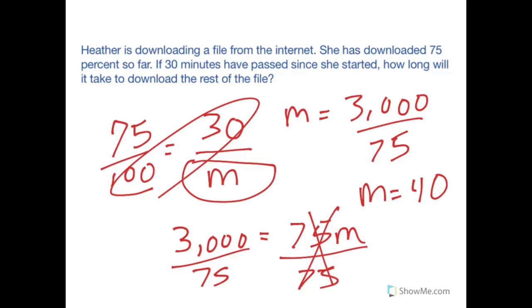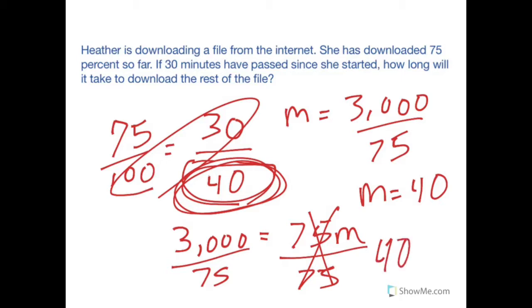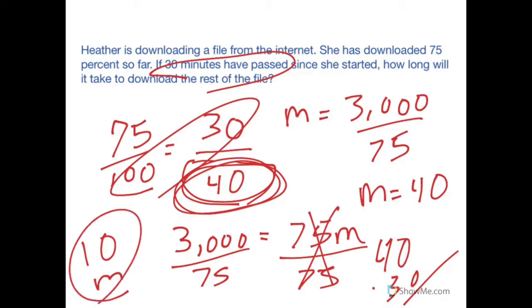40 minutes is, check it out. If we go back to our original problem, the M is 40 minutes. Okay, but that's how long the entire file is going to take to download. 30 minutes have already passed. So we have 40 minutes total minus the 30 minutes. So yes, the total amount of time is 40 minutes, but we need to take away the 30 minutes that have already passed. So there are 10 minutes remaining. There's 10 minutes left in the file.